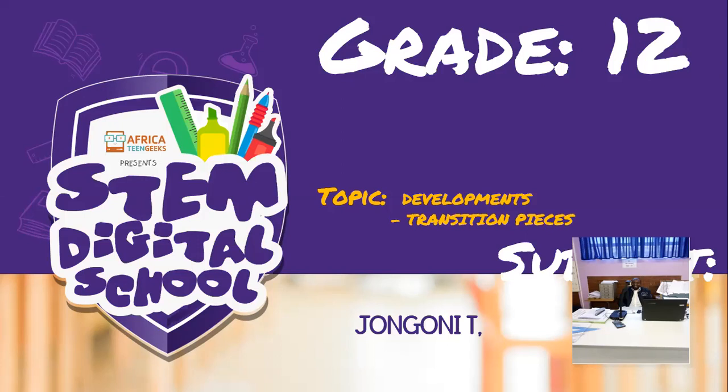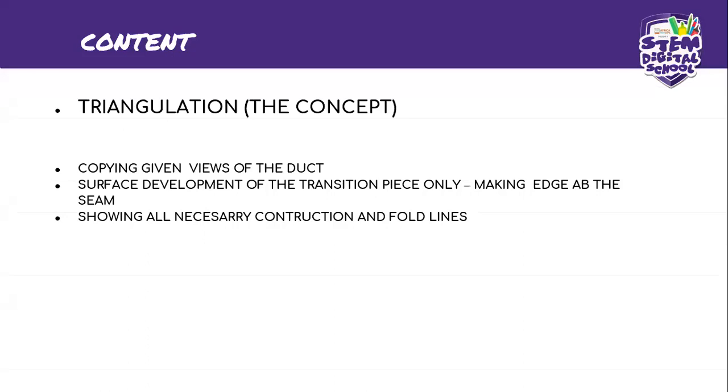So we are going to use a specific method for transition parts or transition pieces, which is referred to as triangulation, okay? So I'm going to explain all that in detail with regards to how we make use of the triangulation method, what it entails, and how do we go about it. So I want us to look at that which we are going to focus on today.